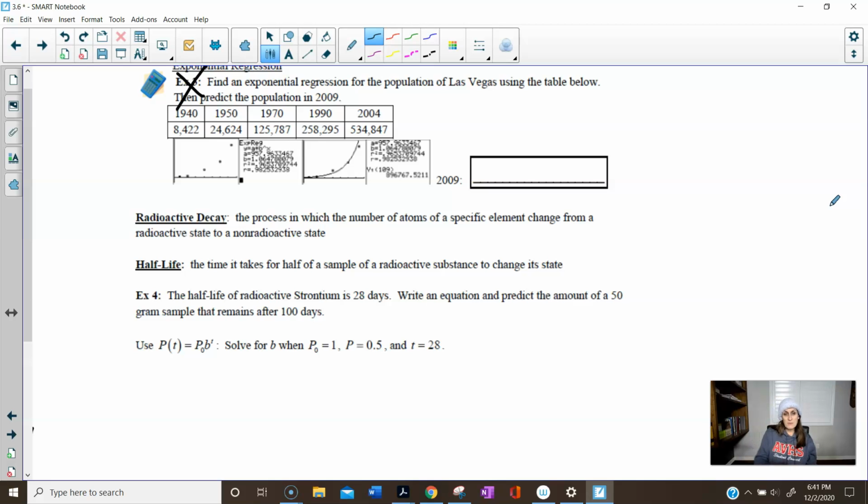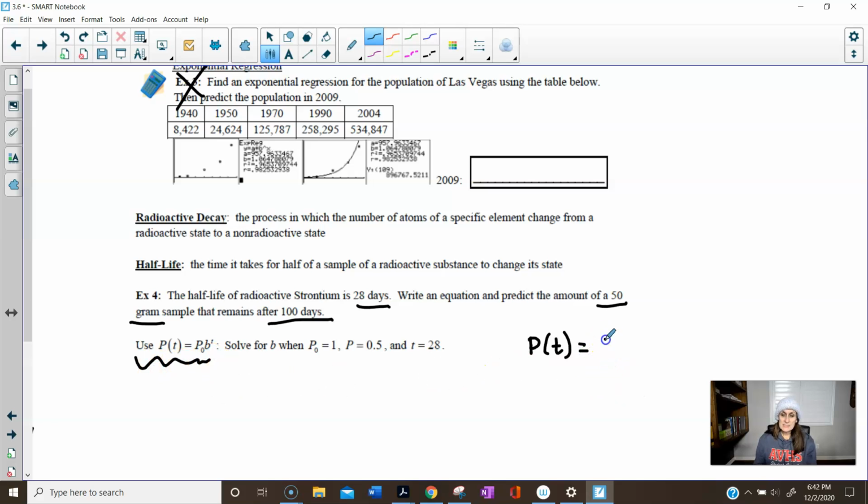So example 4, the half-life of radioactive strontium is 28 days. Write an equation, predict the amount of a 50-gram sample that remains after 100 days. Now, we are going to basically use this same exponential function, except let me just make a couple of changes to it. So P of T is just standing for how much of that substance is left over time.